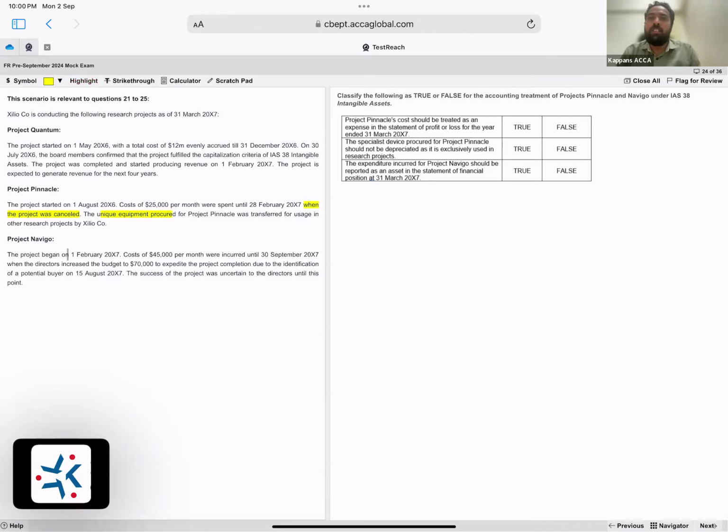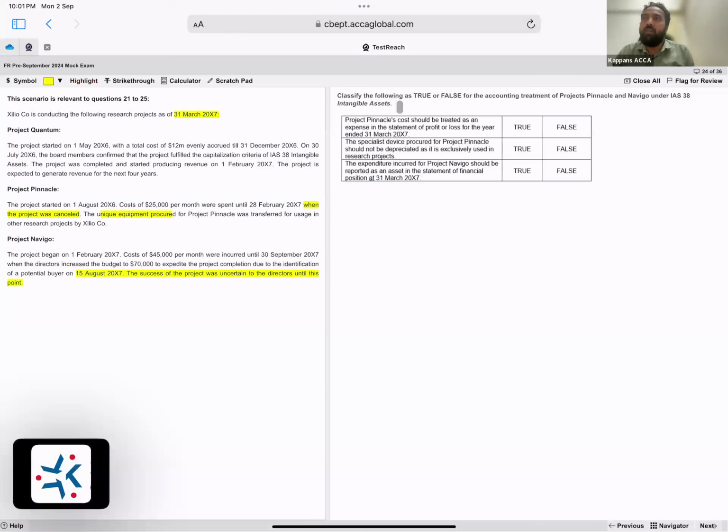Project Navigo, the project began on February X7. Cost of $45,000 per month were incurred until 30th September X7, when directors increased the budget of $70,000 to expedite the project completion due to identification of a potential buyer on 15th August X7. The success of the project was uncertain until this point. So till 15th of August, the project was uncertain. That means as on 31st March X7, Project Navigo was uncertain. So as on 31st March X7, it cannot be capitalized. It will go to profit and loss account.